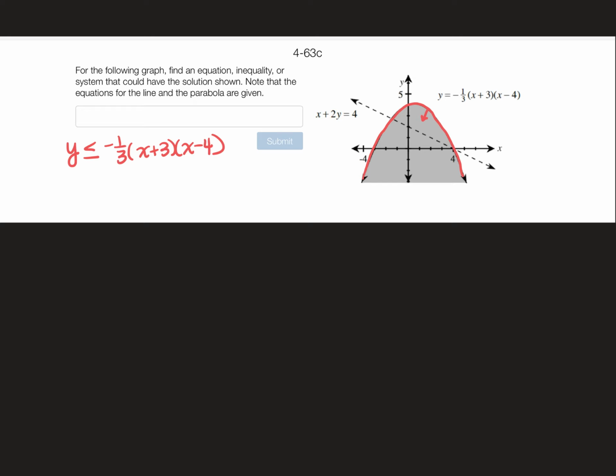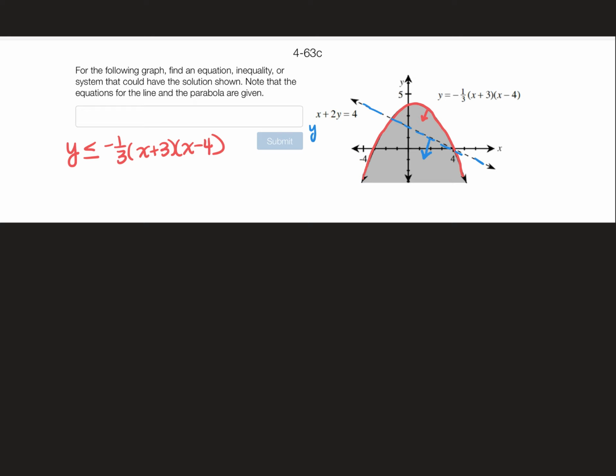The second inequality includes our line, but it's also everything below the line. Okay, now I know that because if it were everything above the line, this area would not be shaded. Okay, so it has to be everything below the line as well.